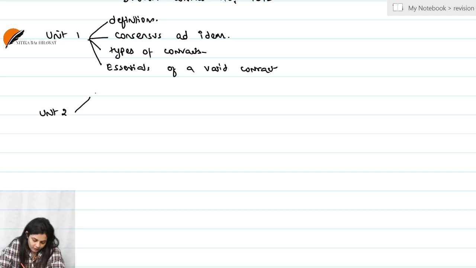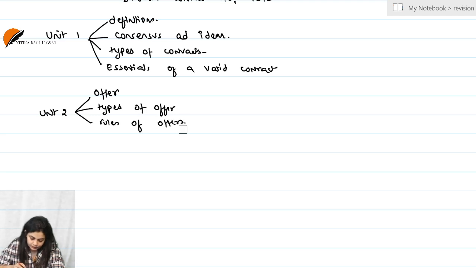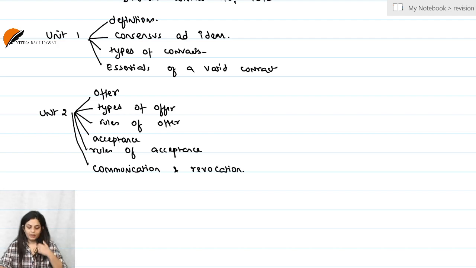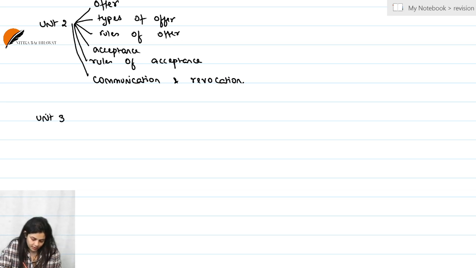So in Unit 2, what we had done, we had started with offer. Then we had done the different types of offer. Then we had done the rules of offer. Then we had done acceptance. Then we had done rules of a valid acceptance. And finally, we had concluded the chapter with communication and revocation.